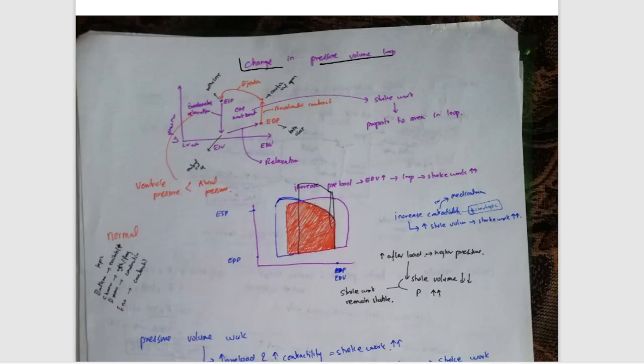Now we will explain the change in the pressure volume loop. I have already explained this loop. First of all, you have to remember this is pressure and this is volume. Here you start from the end systolic pressure.